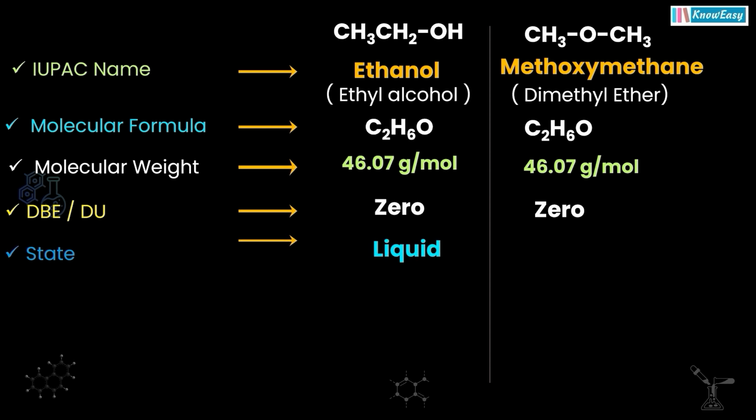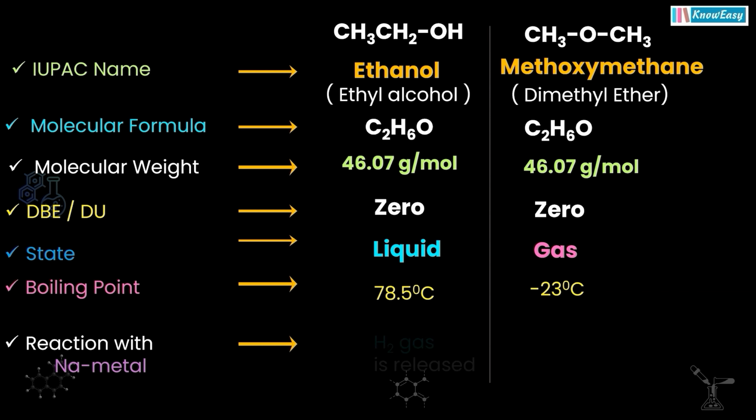Ethanol exists in liquid state, whereas dimethyl ether exists in the gaseous state. Boiling point of ethanol is 78.5 degrees Celsius, whereas boiling point of dimethyl ether is minus 23 degrees Celsius. When ethanol reacts with sodium metal, H2 gas is released, whereas dimethyl ether with sodium metal does not show any reaction. So here you can understand ethanol and methoxymethane have same molecular formula, same molecular weight, same double bond equivalent, but they have different physical and chemical properties, as their boiling points are different, their physical states are different, chemical reactions are different, as well as their IUPAC name is also different.